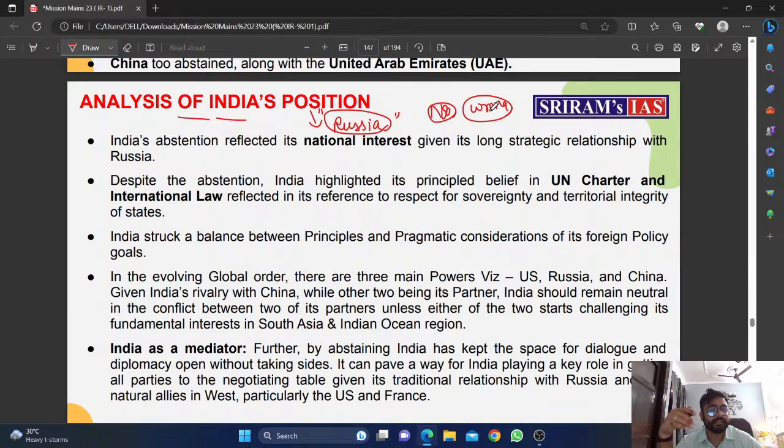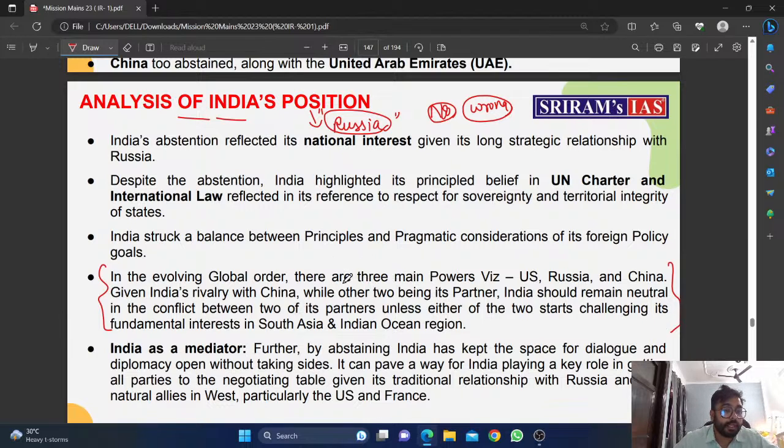Now, despite the abstention, India has highlighted the principle of the UN Charter, where we indirectly have given this message to Russia that everyone should respect the sovereignty and territorial integrity of states. So in a way, we have shown that we do not support any kind of war. What we support is a global peace, a global order which is driven by peace and equality. And India always promotes that talking is the solution with which we can solve the problems.